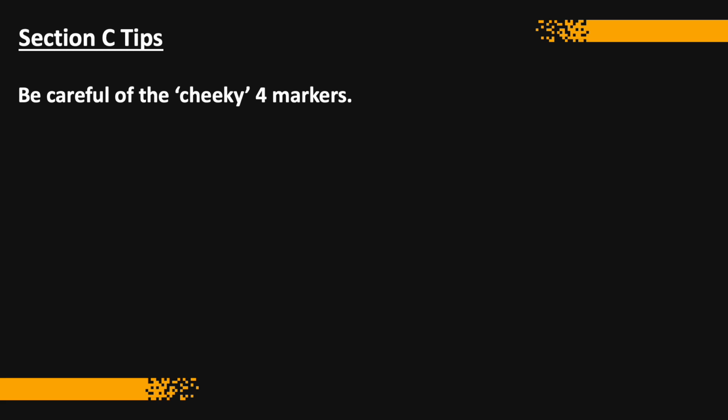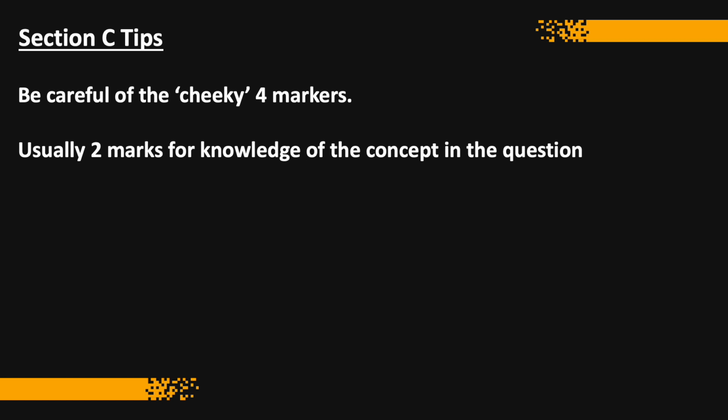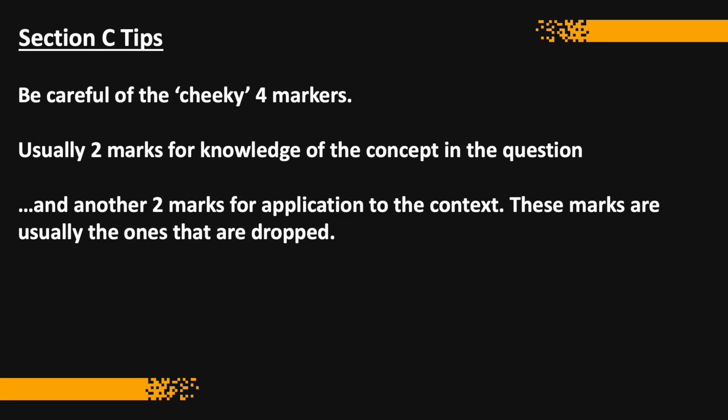Section C. Be careful though of the cheeky 4 marker. Now the cheeky 4 markers are those where there's 2 marks for knowledge. On the face of it you might read the question and think that's a nice question. And you get 2 marks for knowledge of the concept in the question, usually the easy 2 marks. But there's another 2 marks for application to the context.